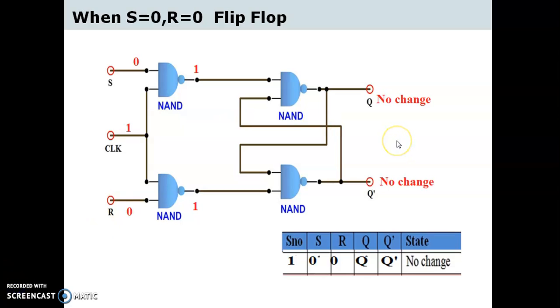Let us assume for the previous combination, the outputs available at Q and Q bar are 1 and 0 respectively. Now if you give S equal to 0 and R equal to 0, still the output will remain the same. That means Q equal to 1 and Q bar equal to 0. This is called a no change condition. So when S equal to 0 and R equal to 0, the output will not change. It will remain the same as previous, whatever the output is available in Q and Q bar.